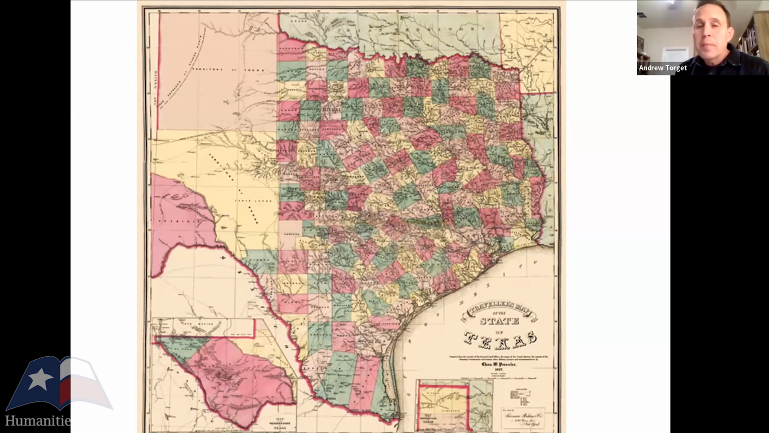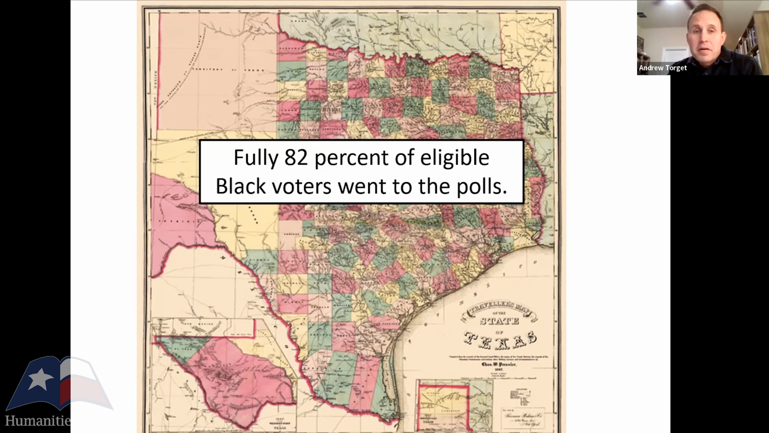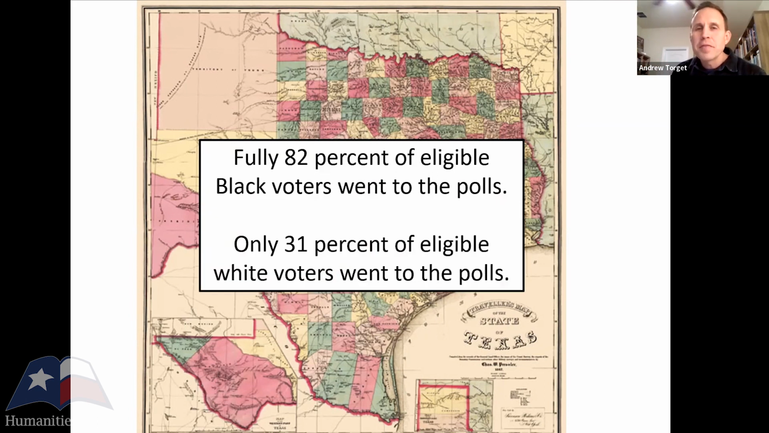And so when the election happens to elect delegates to write this new constitution, Black voters, it's the first time ever African Americans were allowed to vote in Texas. And they did. They came out in large numbers. 82% of eligible Black voters went to the polls to cast their vote for who would go to this new constitutional convention. By contrast, very few eligible whites went to the polls. All right, only 31%, less than a third of all eligible whites voted.